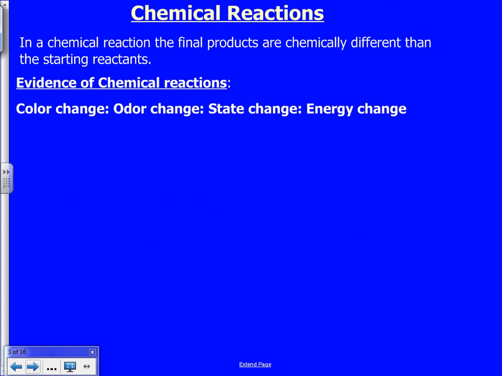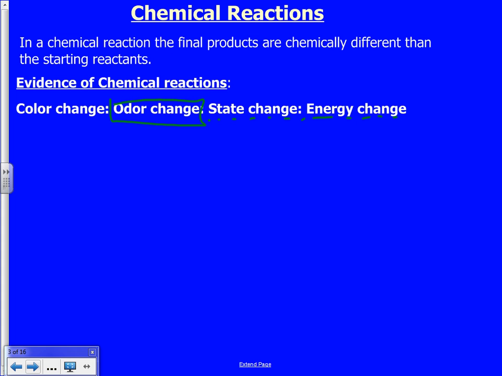So in a chemical reaction, like we said, the final products are chemically different from the starting reactants. Evidence of a chemical change: color change, state change. We talked about possibly a precipitate being formed, energy change, that would include temperature change. This is one we missed: odor change. If before the reaction there was no smell, but after the reaction there is a smell, what did you produce in the reaction? Gas, yeah. A definitive change in smell during a reaction usually indicates that you've produced a gas.